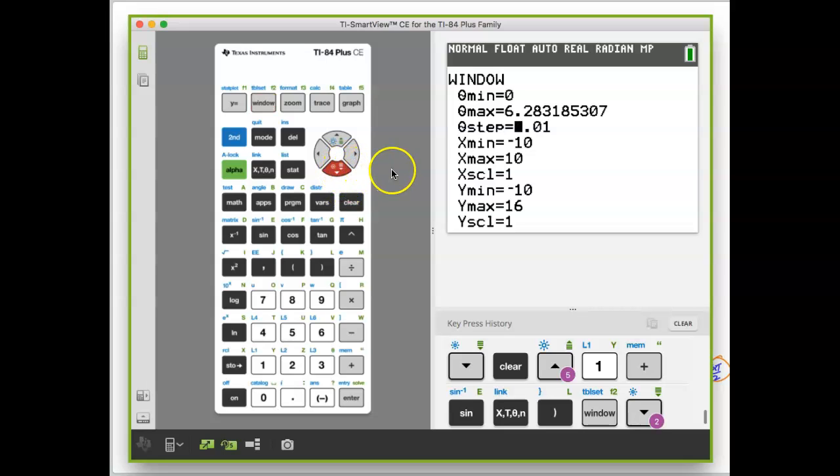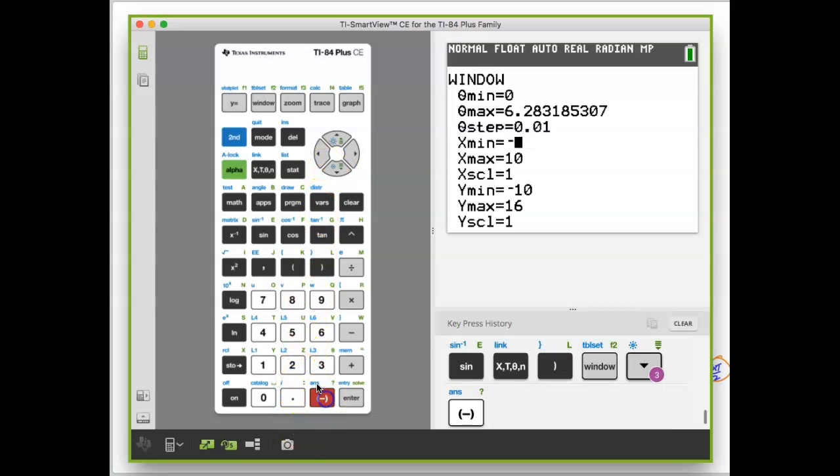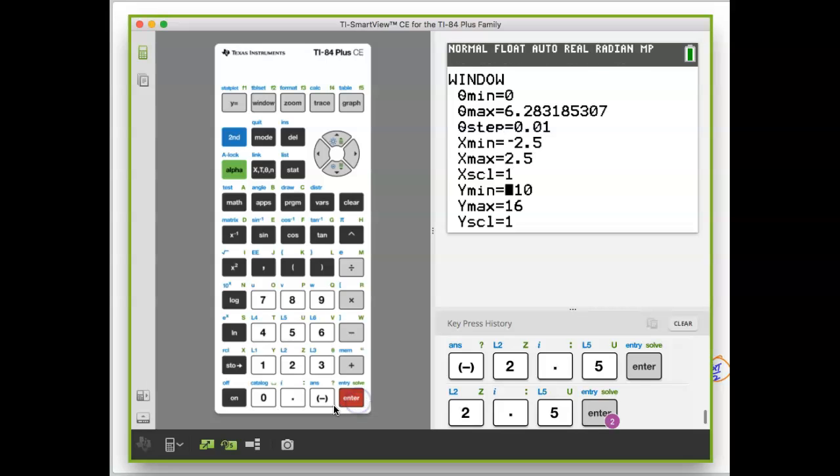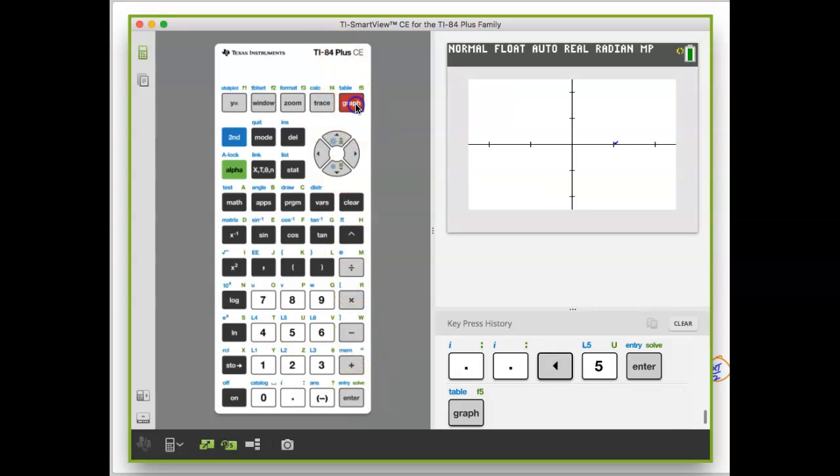I'm going to keep my theta step pretty small, 0.01. And then let's think of our actual viewing window. How far do I really need to see out here? I think the biggest our radius ever got was 2, so I'm going to go just negative 2.5 in every direction, or in all 4 directions. Go ahead and graph it.